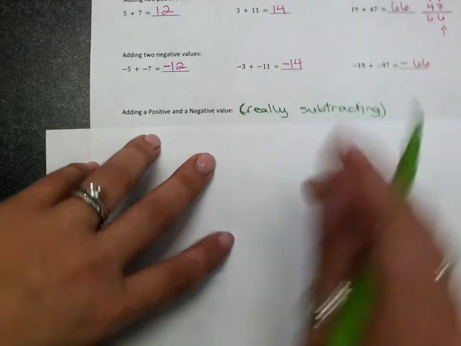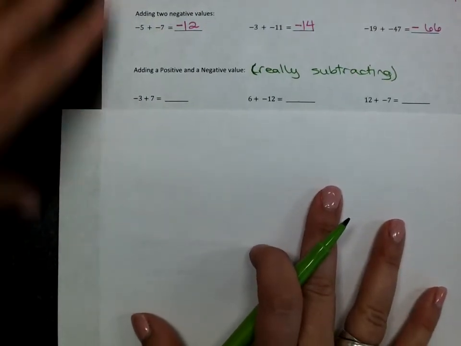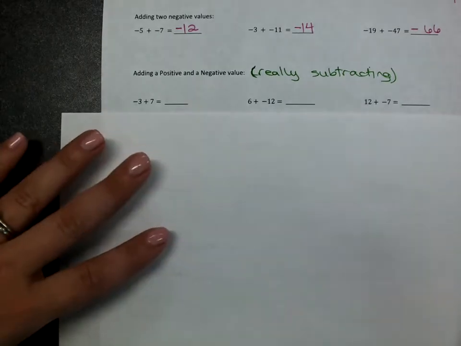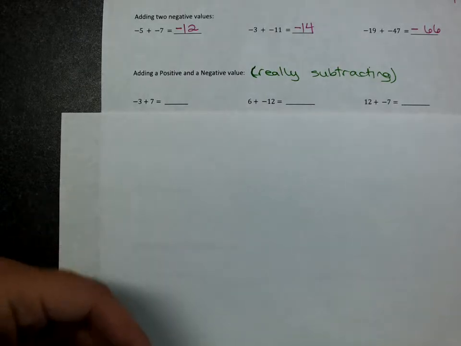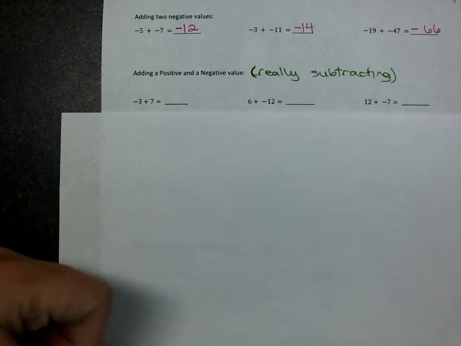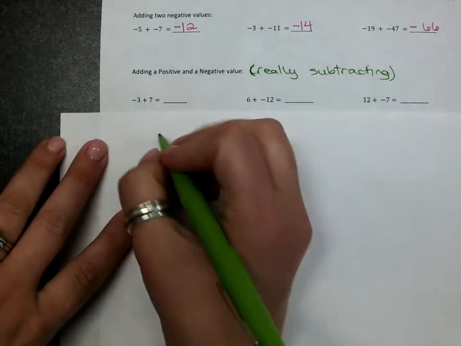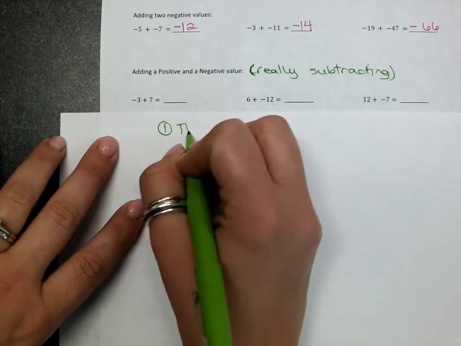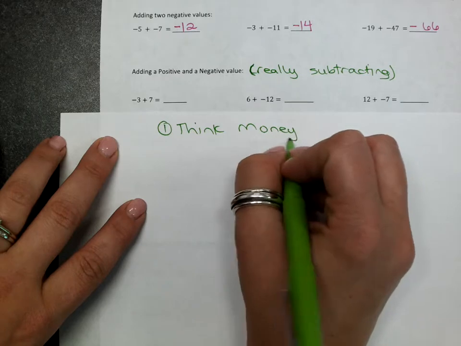So here, when we have a negative and a positive, some students can just get the answer. Some students really have to think about this. Again, you can think money. You can think number line. Some students come up with a rule that just makes sense to them, so I'll explain the different techniques. So one technique is to think money, which is the way that I like to think about it.